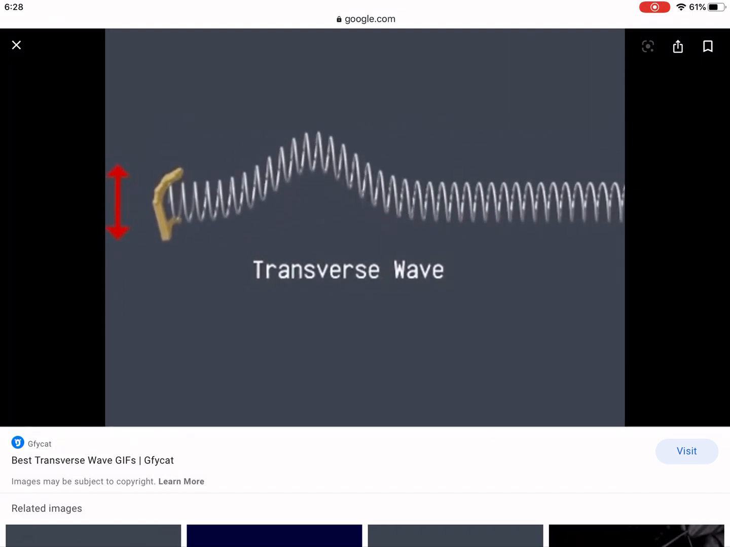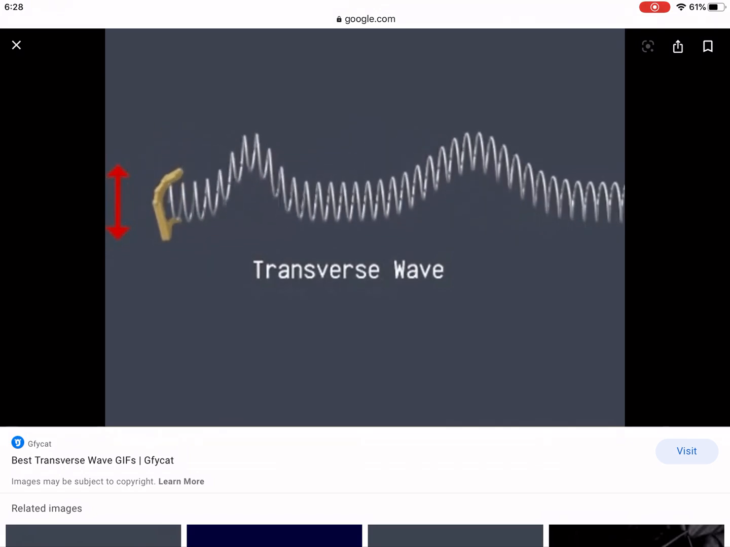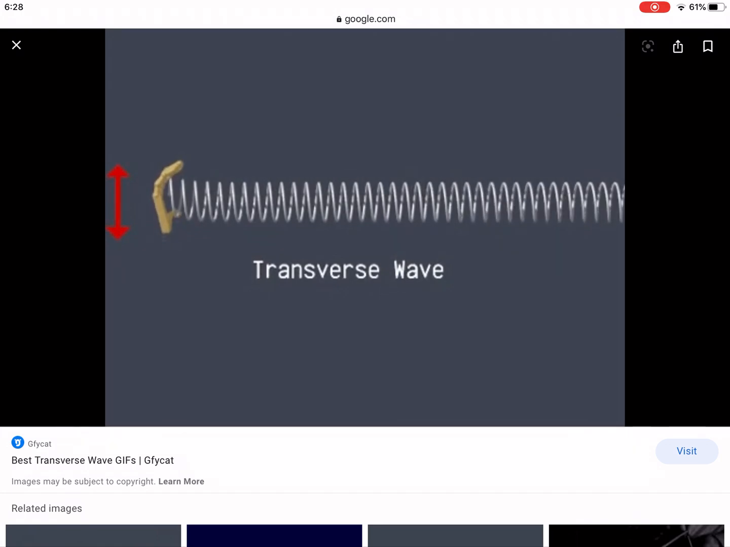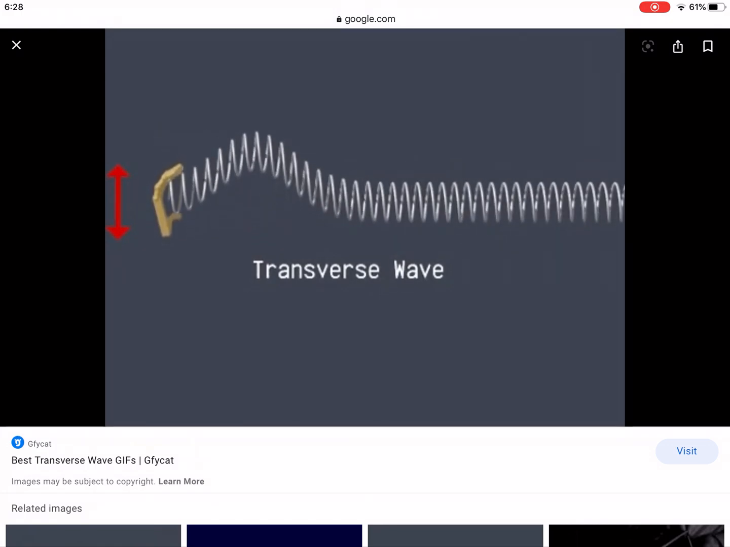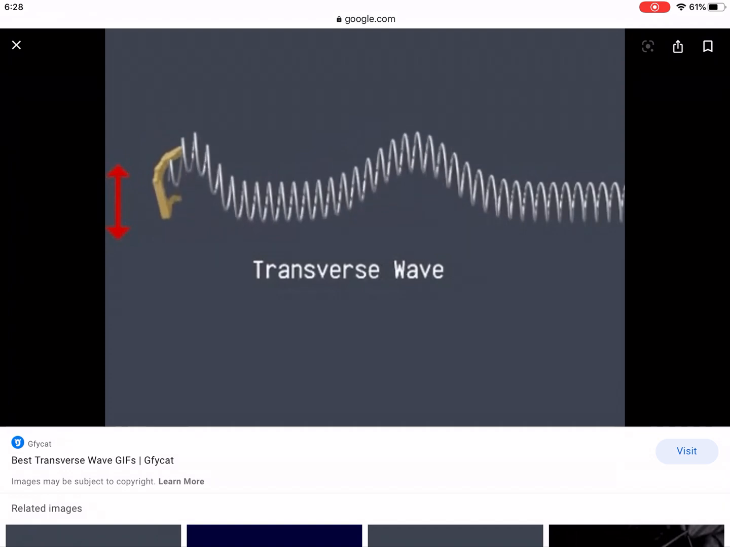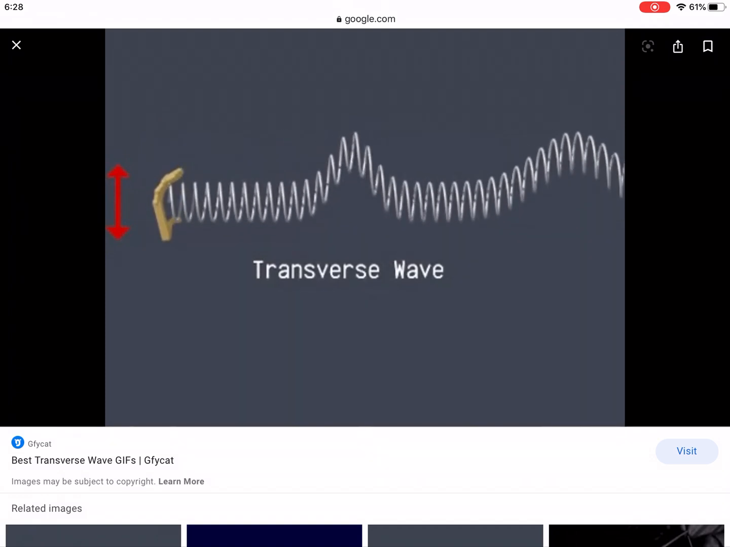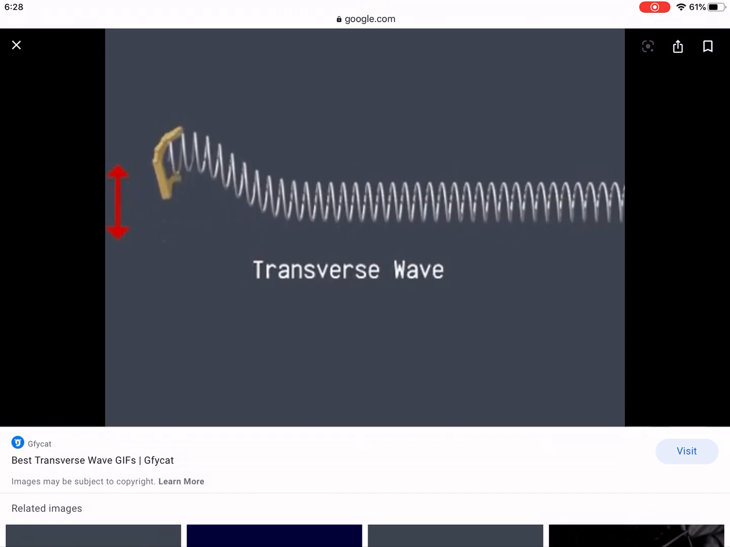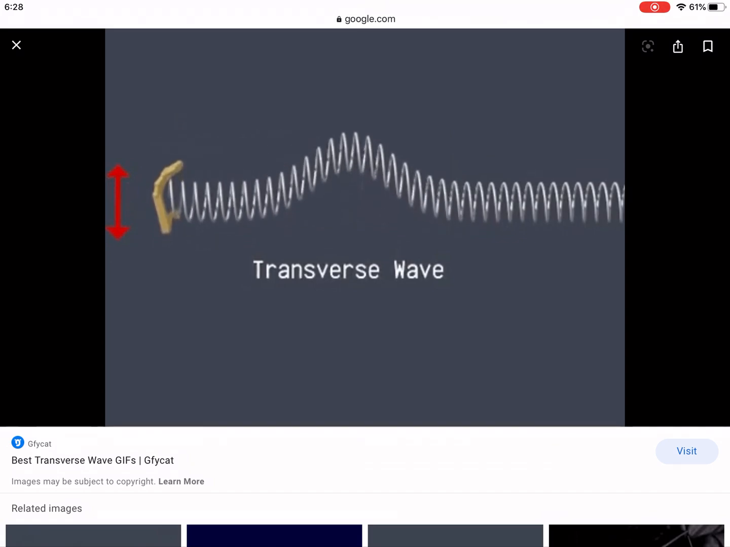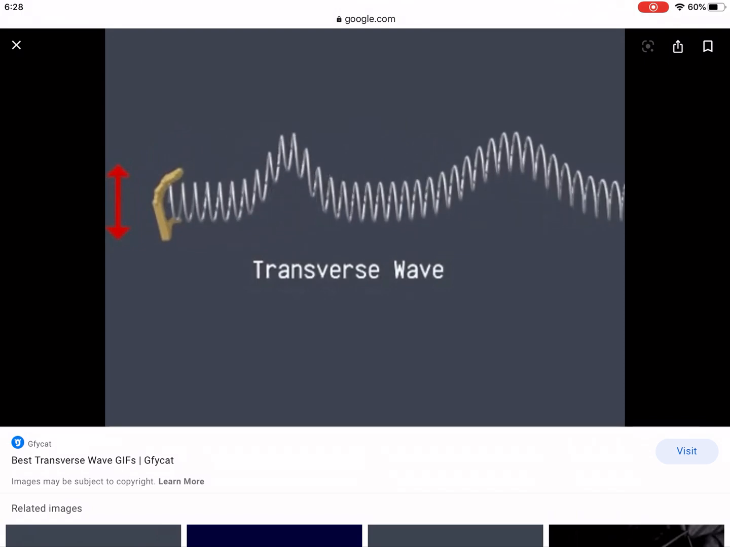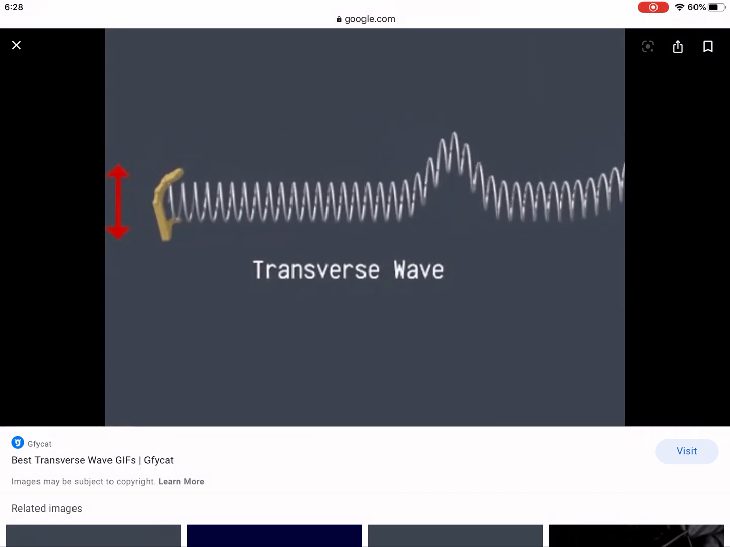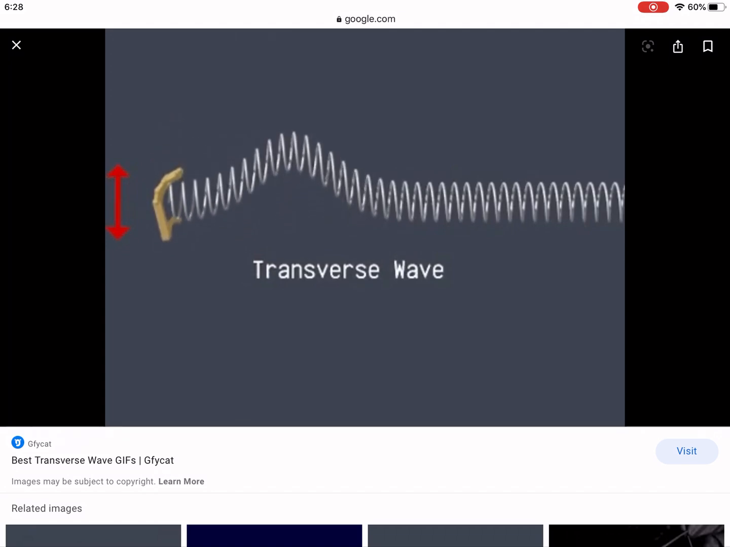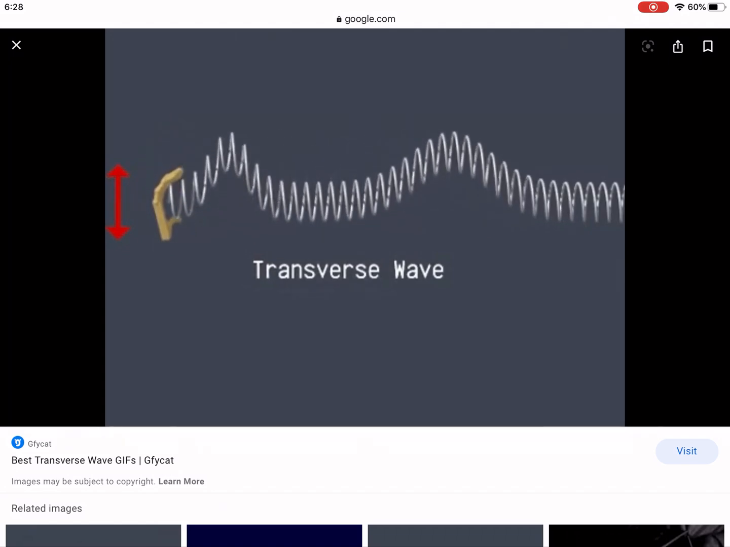What's the medium? The medium is just the material that the wave travels through. And almost every wave needs a medium. There's one special wave that doesn't, that you'll talk about in the next course. But again, the medium is just the thing that is waving. So in this case, the medium is the spring. You could do this with a string. We'll get back to that.